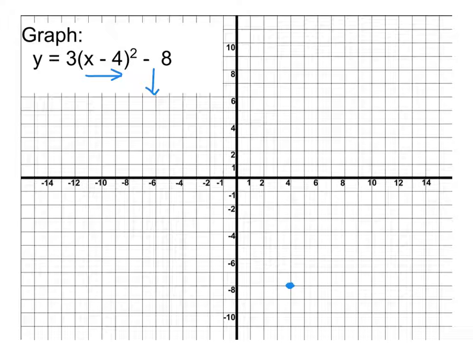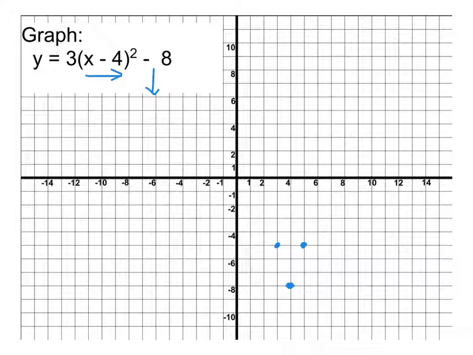Normally, I go over 1 and up 1. In this case, though, the 3 changes that. Remember that the 3 is a vertical stretch. It doesn't change how far I go over, only how far I go up. So I'm still going to go over 1, but instead of going up 1, I'm going to go up 3, because 1 times 3 is 3.